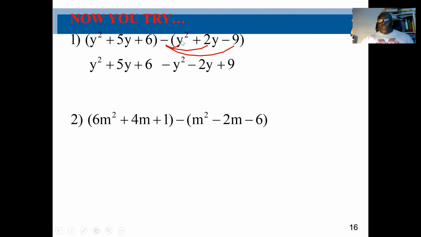So y squared is negative y squared now. Positive 2y is negative 2y now. Negative 9 now is positive 9 because of the negative sign outside the parentheses.